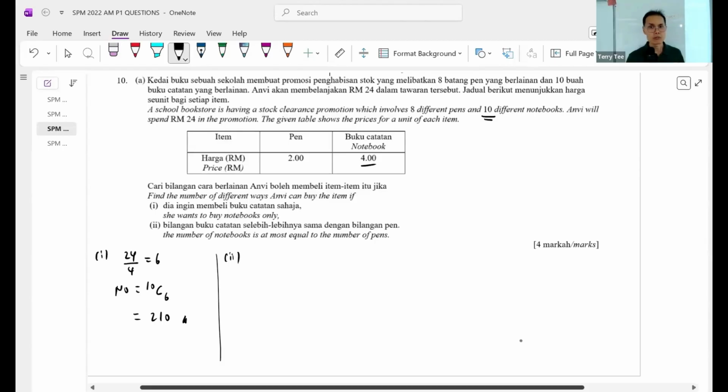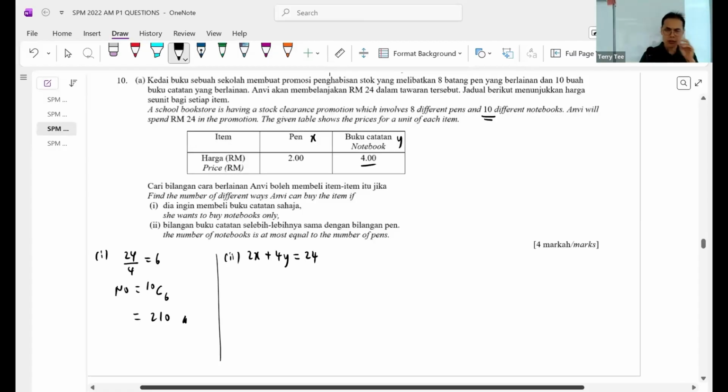How many pens do you want to buy? I don't know. How many notebooks do you want to buy? Again, you don't know. So we need to introduce unknowns. Let's say the pen is X, the notebook is Y. One pen costs 2 ringgit, so buying X pens is 2X. One notebook costs 4 ringgit, and you bought Y of them, so it's 4Y. The total is 24. You can spend 24 ringgit.